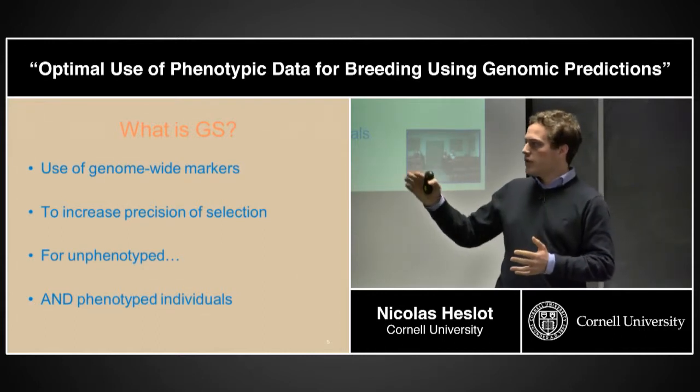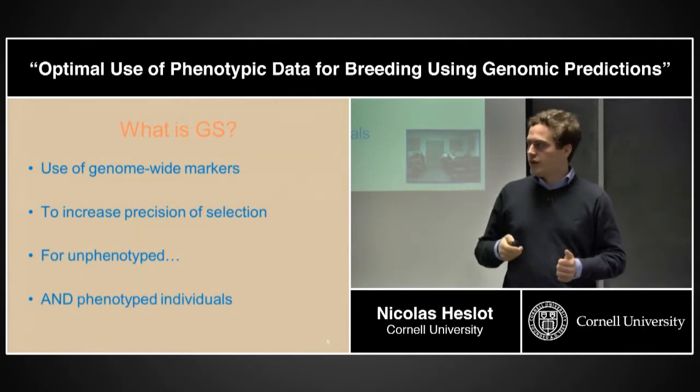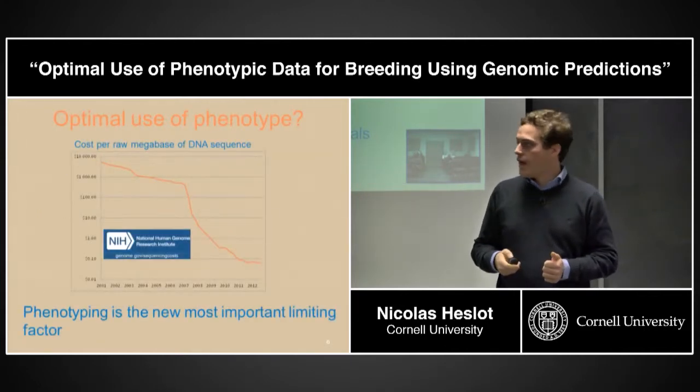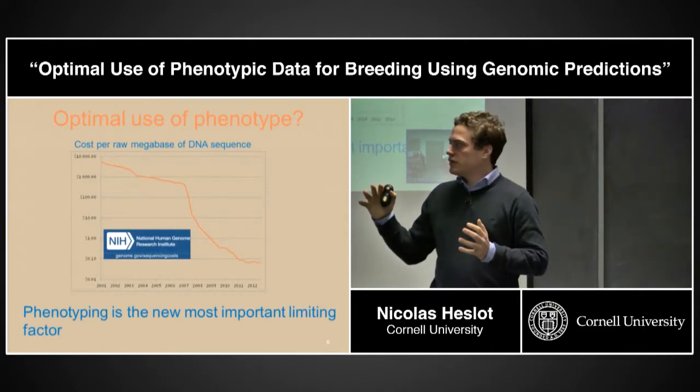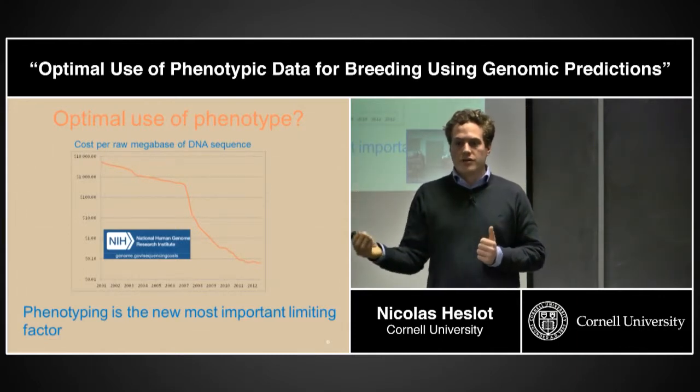And I think it's really important to bear in mind that markers can bring something at all points of the breeding scheme. And I think it links pretty well to the second issue, why we need to work more on the optimal use of phenotype.